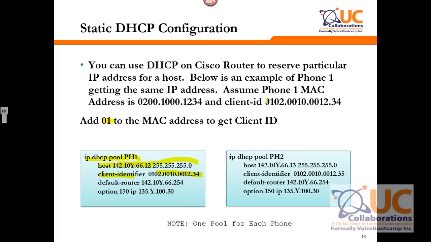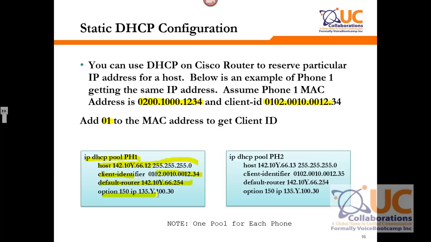0102.0010.0012.34. This is the MAC address of the phone, and the client ID will be 01 plus the MAC address, but we have to write them in groups of 4, except the last one is going to be 2 digits. Then define the default router and option 150. Now this is done for every phone that is required as static or reservation.